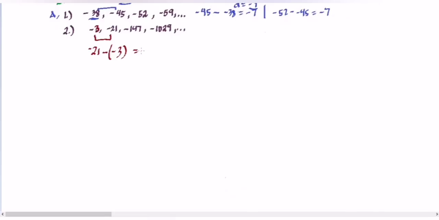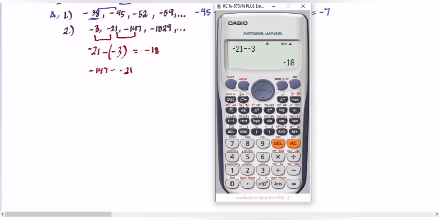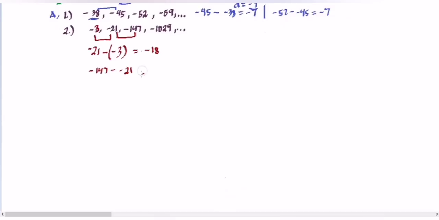So negative 18 yung una. Siyempre, kailangan din natin i-test yung pangalawa. Third minus second. So, meron tayong negative 147 minus negative 21. Check ulit natin sa calculator. Kailangan maging negative 18 din yung sagot para masabi natin arithmetic din yan. Negative 147 minus negative 21. So, dito, magiging sagot ay negative 126. Ibig sabihin, magkaiba to. Therefore, it's not arithmetic.